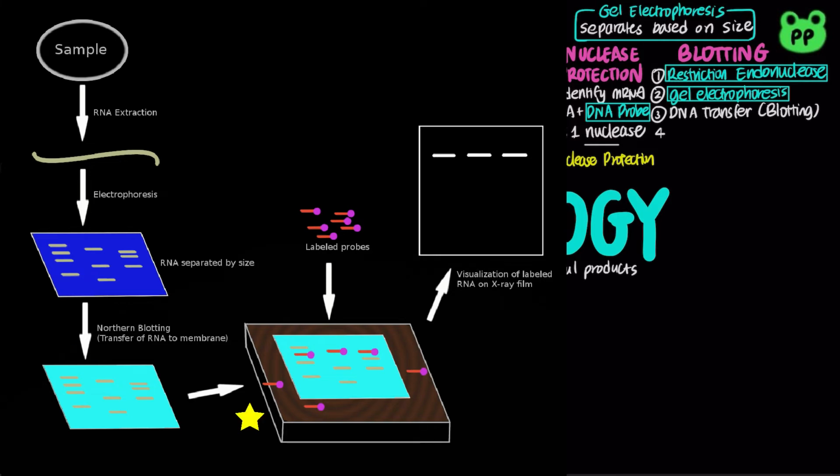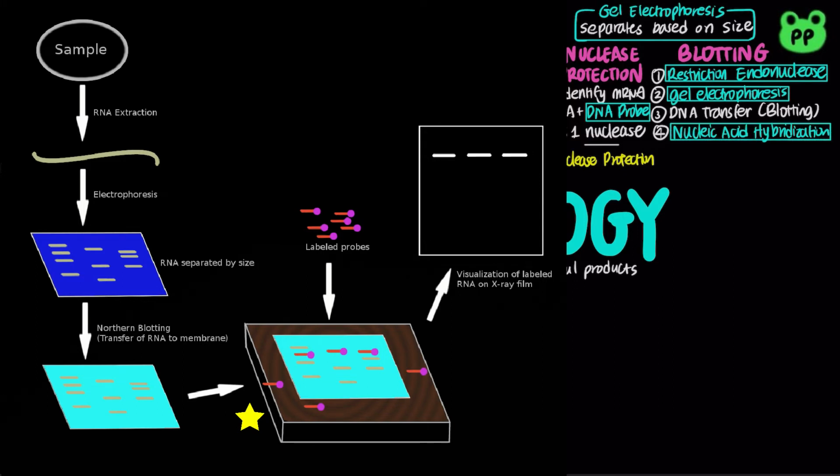The next step involves nucleic acid hybridization. The membrane with the transferred DNA is exposed to either radioactively or fluorescently labeled DNA probes, which are once again DNA sequences complementary to the gene of interest. The gene of interest is now hybridized with a labeled probe.